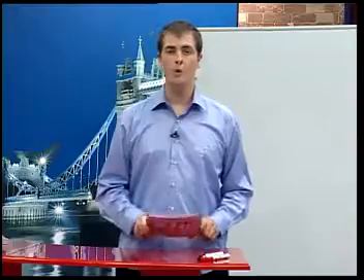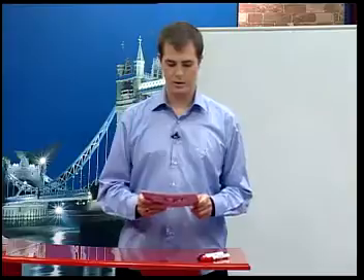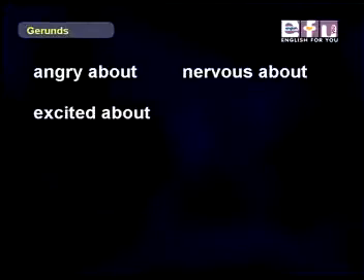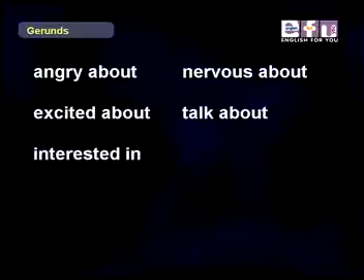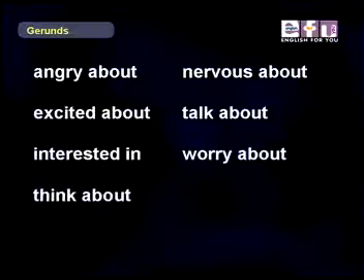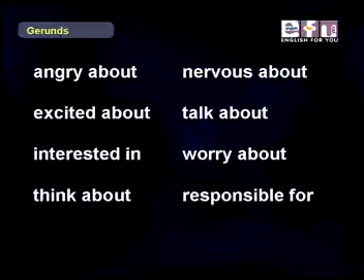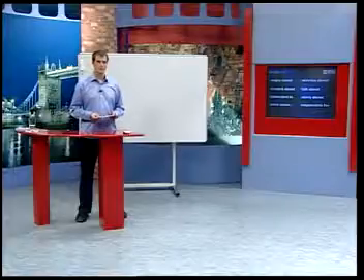Now, when a verb form is used after a preposition, it must be a gerund. Some examples of prepositional phrases followed by gerunds are angry about, nervous about, excited about, talk about, interested in, worry about, think about, and responsible for. Let's practice.